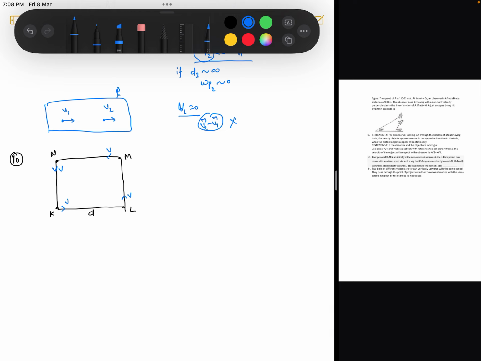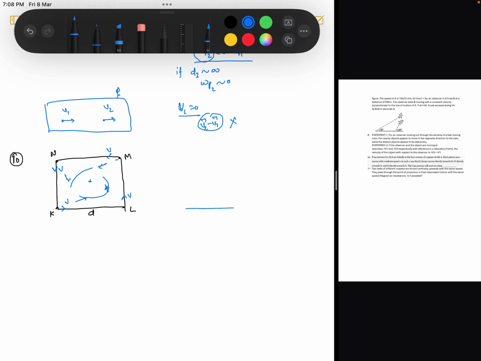After some time this particle will be here, and this particle will be here. Its velocity will be like this, like this, like this, and like this. So each will be following a path, and they will meet at the center of this square. We don't have to use so many equations to solve this question. It is a direct question actually.